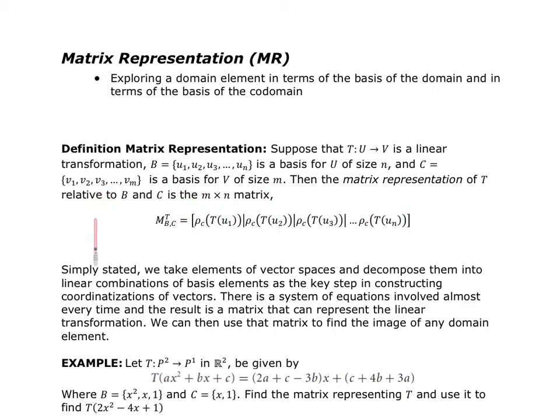Then the matrix representation relative to B and C is the matrix in which the first column is the transformation of u1 with the linear transformation in reference to the basis C. And the second column would be u2, which is the second vector in the basis B, the linear transformation in reference to C, and then all the way up to however many entries we have in the basis. So your matrix here will have as many columns as you have vectors in B, and it'll have as many entries as you have vector entries for m.